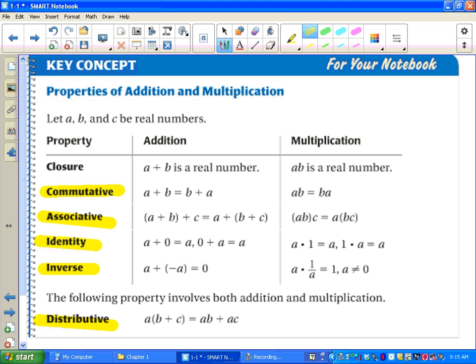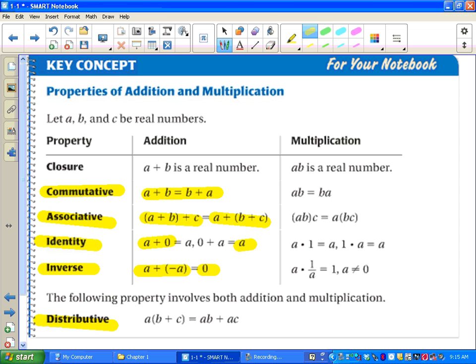Commutative property says that you can switch the order when you add. Associative property says when you're adding three numbers, you can move the parentheses to go around a different two numbers and it won't change your answer. The identity property says if you add 0 to a number, you get the same number. And the inverse property says if you add a number and its opposite, you always get 0. Similar properties are true for multiplication. You can look over those on your own.